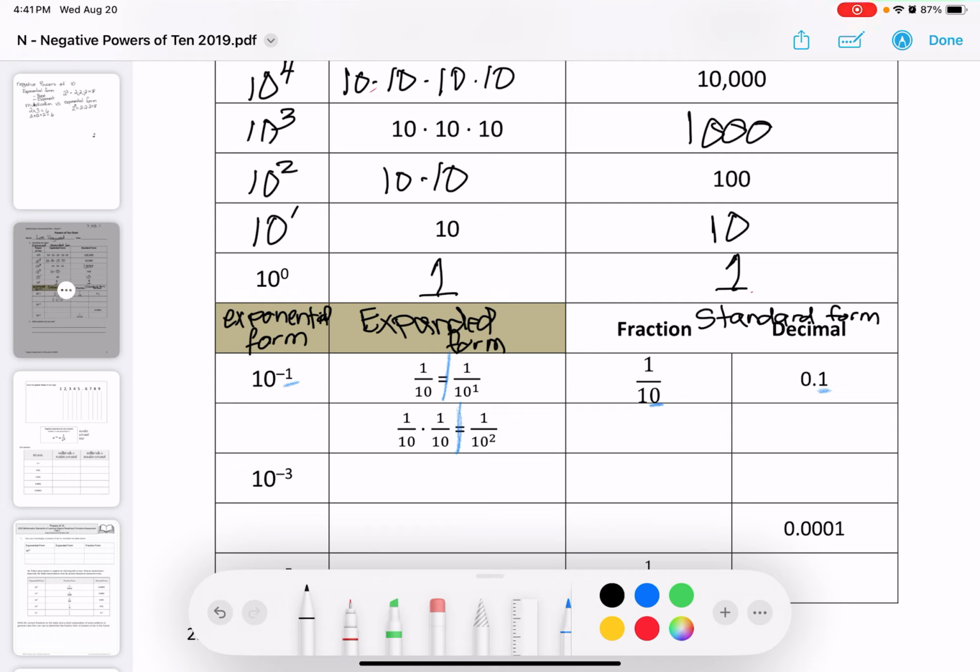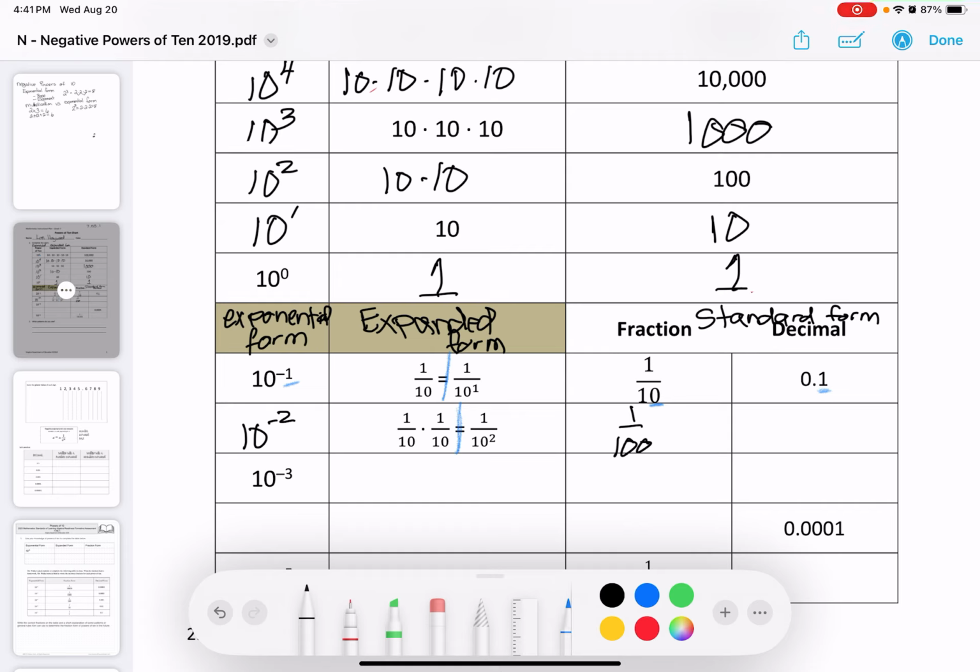Now we have 10 times 10, or 1 over 10 times 1 over 10. So therefore, we have 10 to the negative 2. So when we have 1 over 10 times 1 over 10, 1 times 1 is 1, 10 times 10 is 100. So let me put that in a fraction real quick, 1 over 100. But we can also write that 10 times 10 as 1 over 10 squared.